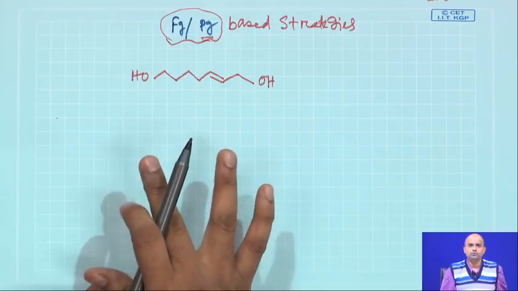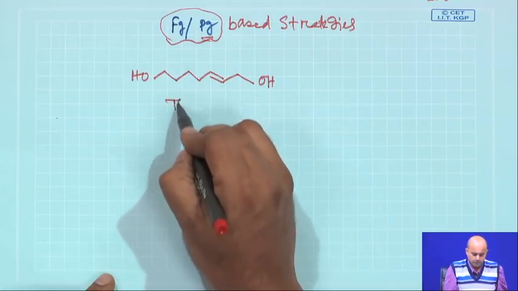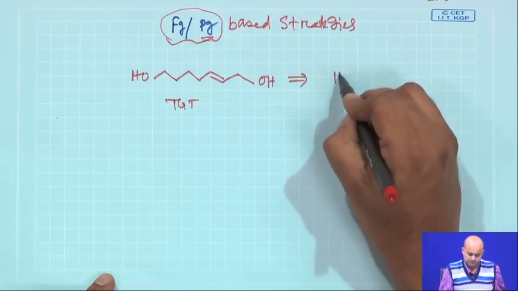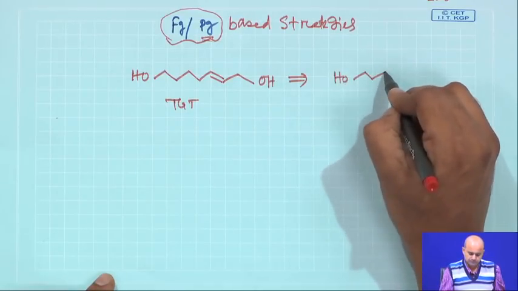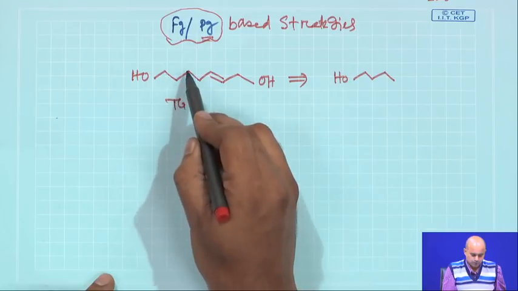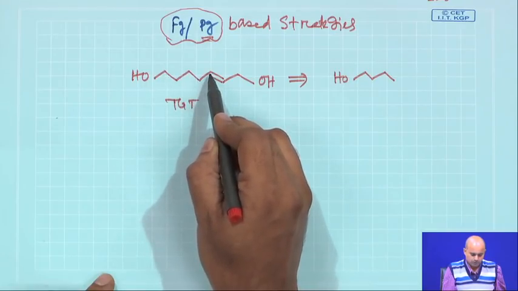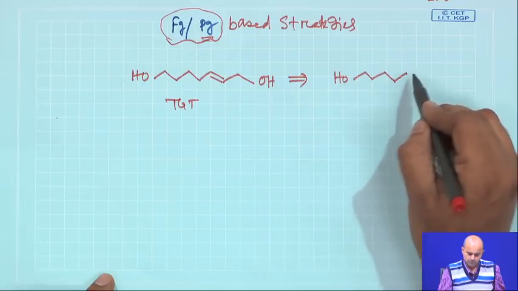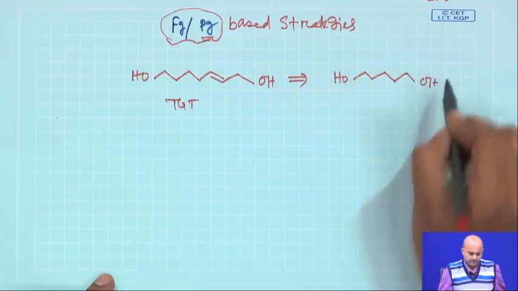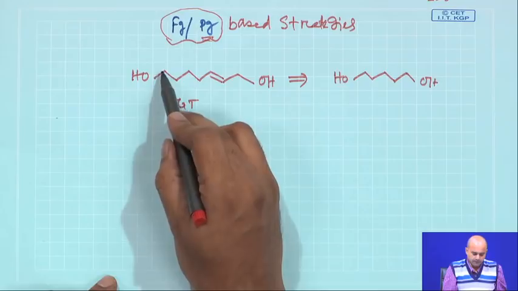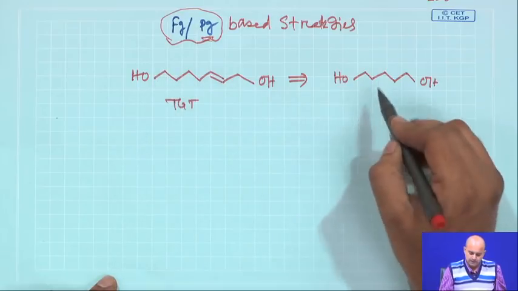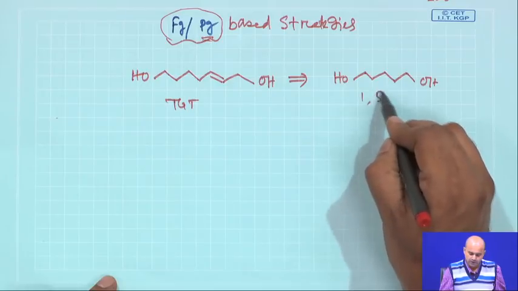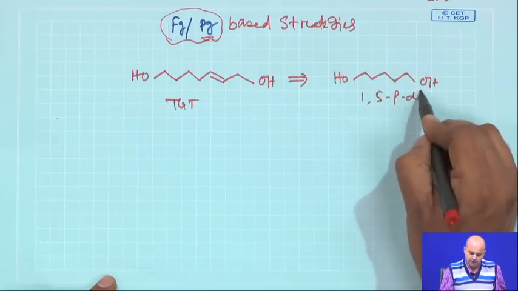if you have a target molecule something like this, and I give you a starting material, 1, 2, 3, 4, 5. So, I give you this target molecule and the starting material is 1,5 pentane diol, 1,5 pentane diol.